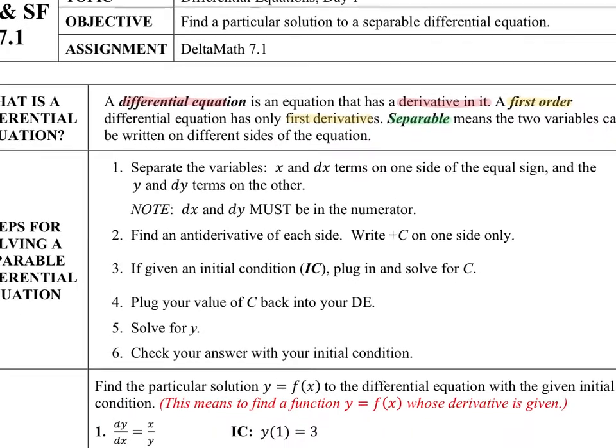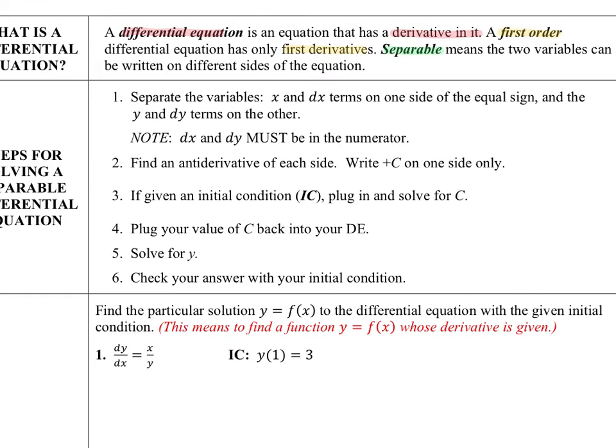In the next section, I've got steps laid out for finding a solution to a separable differential equation. Without going into too much detail, basically what we have to do is separate the variables. Then we're going to do two antiderivatives. That plus c is going to be written only once. If we're given an initial condition, we're going to plug it in and solve for that c. Then we're going to plug that c back into our differential equation and then solve for y. And then there's a way that you can check your answer with your initial condition. So let's just jump in and do one.